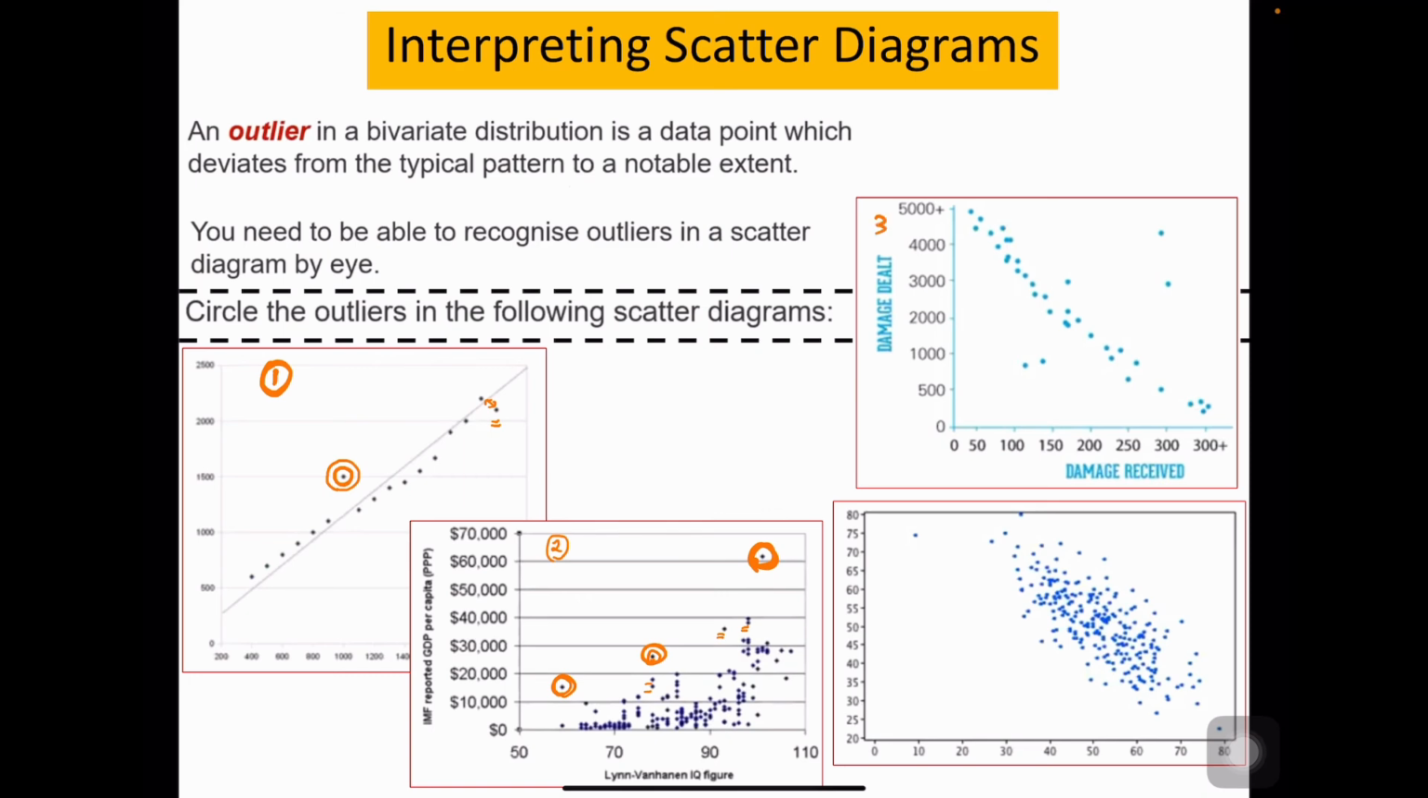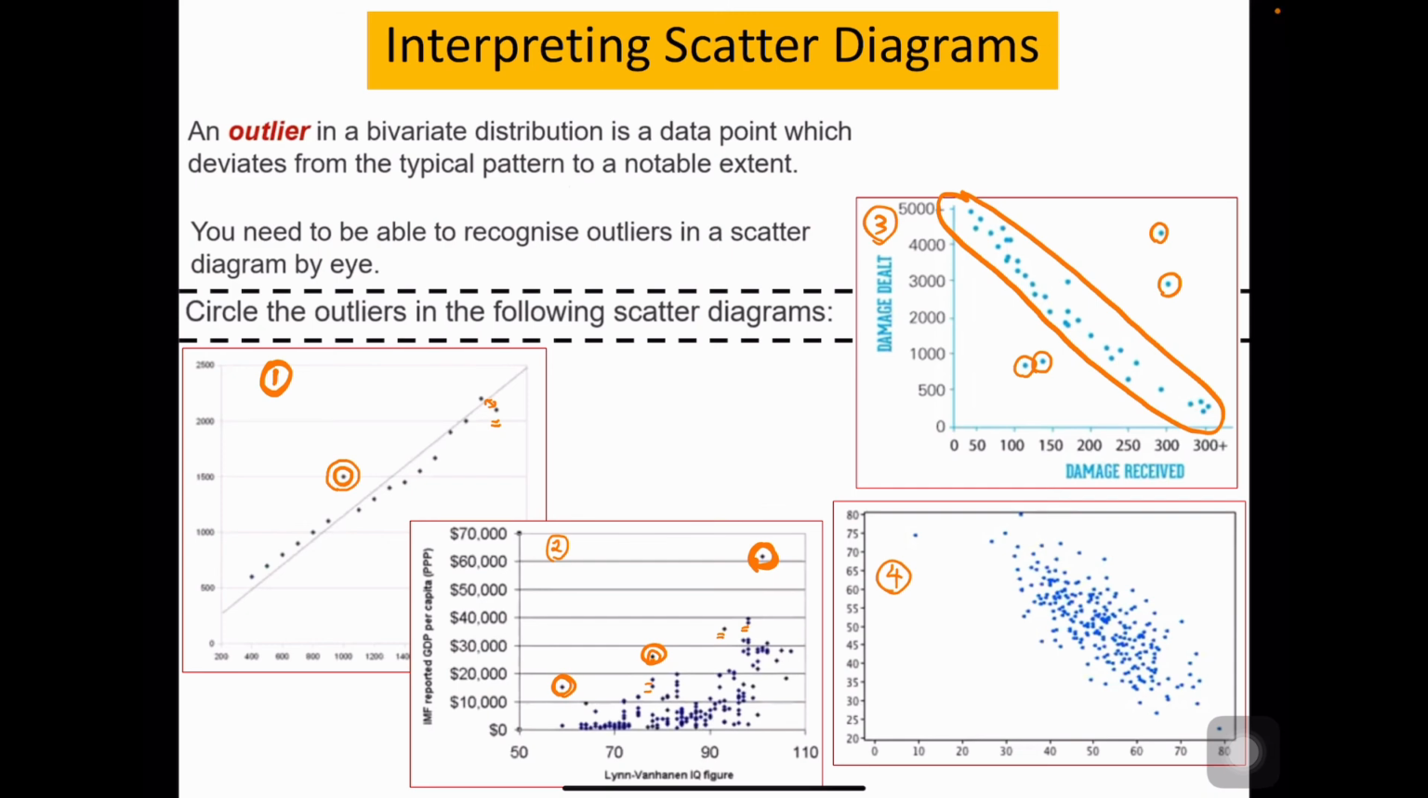The third scatter diagram, we have an outlier here, another one here, and two more up here. I think this one's probably the easiest one. The rest of the data is all in almost a straight line. The line of best fit for this one would go through, or at least be near, a lot of those points.